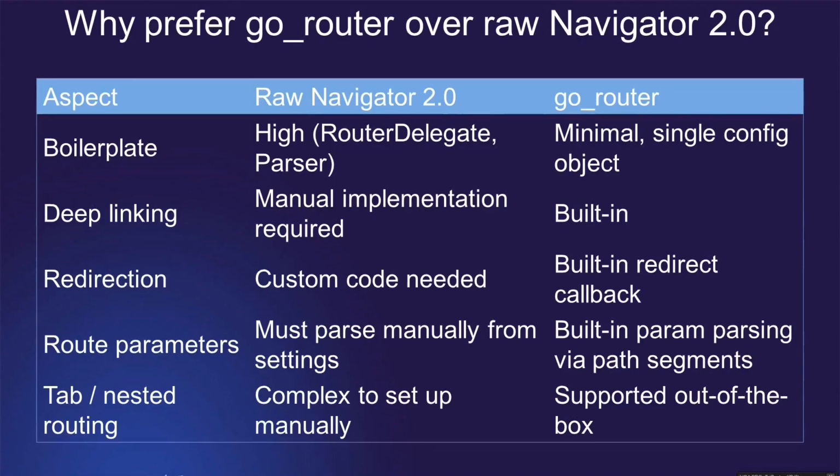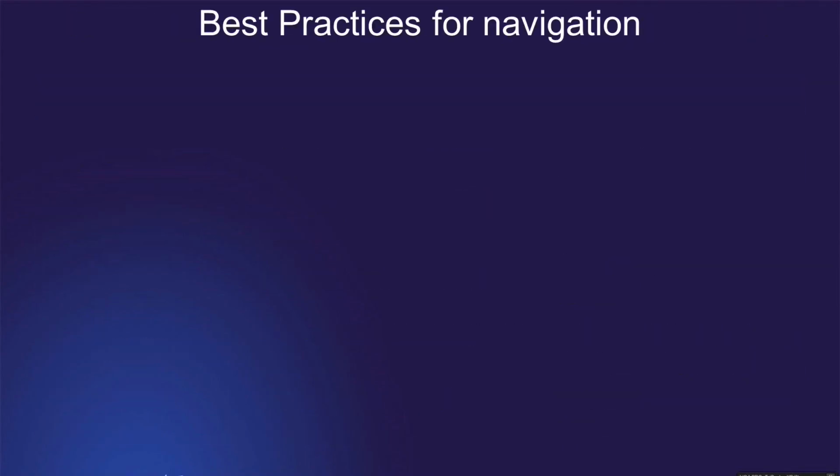Then route parameters. In Navigator, we must parse manually from settings, but in GoRouter, there is built-in parameter parsing via path segment. And what about nested routing? In Navigator, it is complex to set up manually, and in GoRouter, it is supported out of the box.